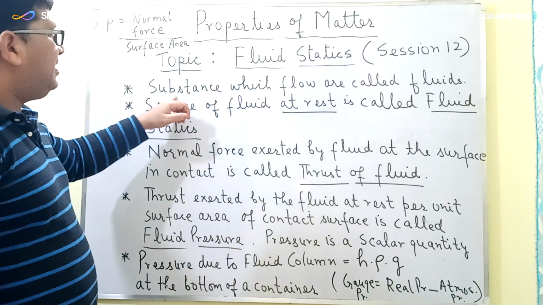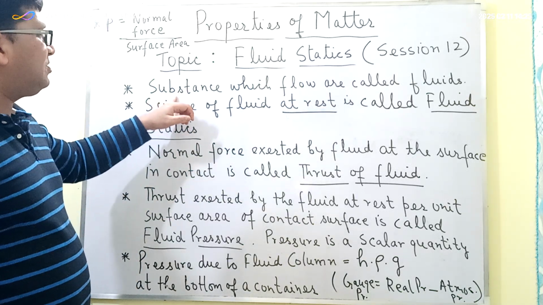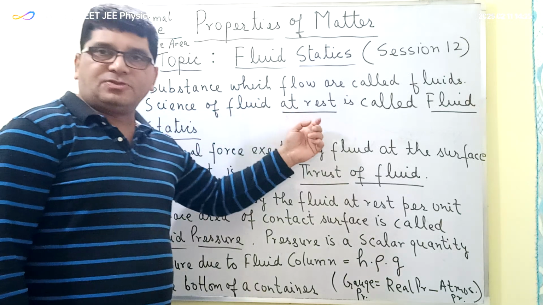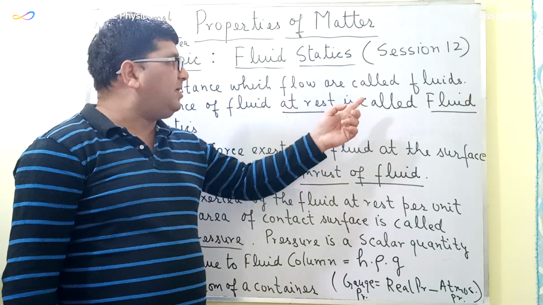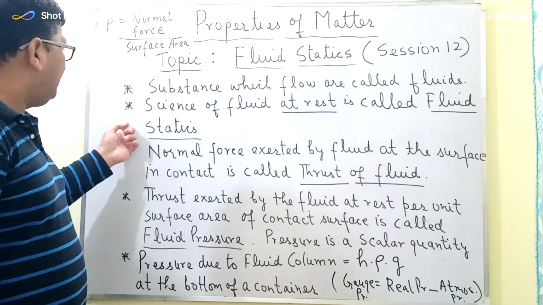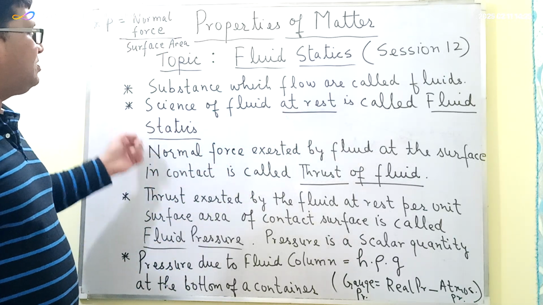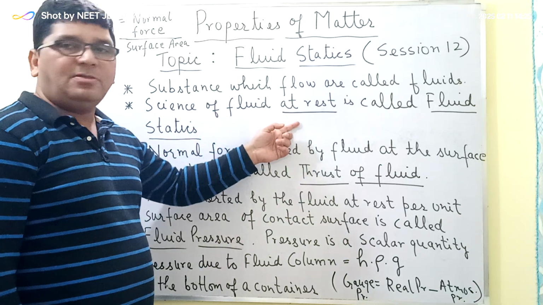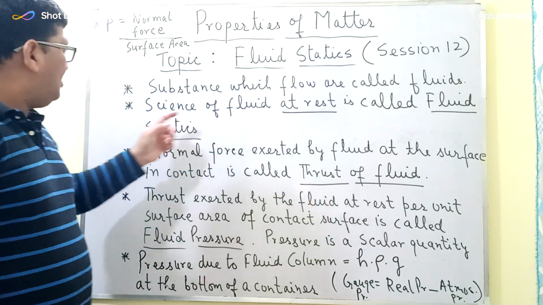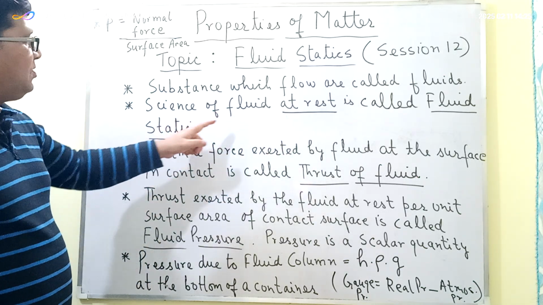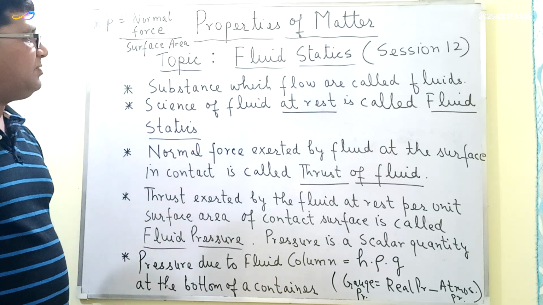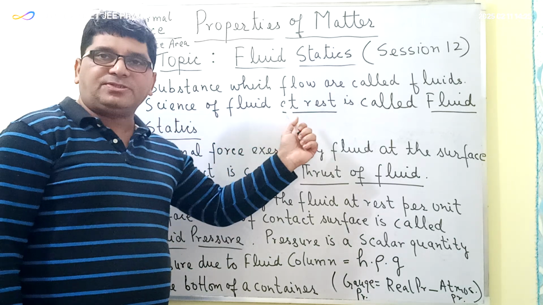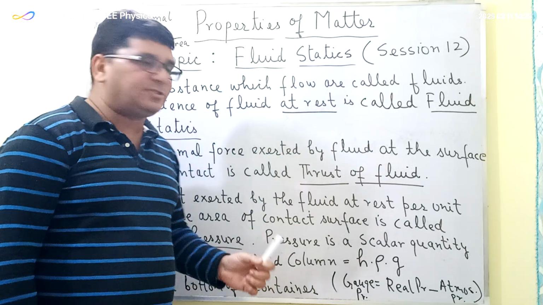So, the first point here is basically the definition of the fluid. The fluids are those substances which flow. So, liquids and gases are termed as fluids. The second point is the definition of fluid statics. The science of fluids at rest is called fluid statics. So fluid statics is the science of fluid at rest, and the substances which flow are called fluids, and liquids and gases are termed as fluids.